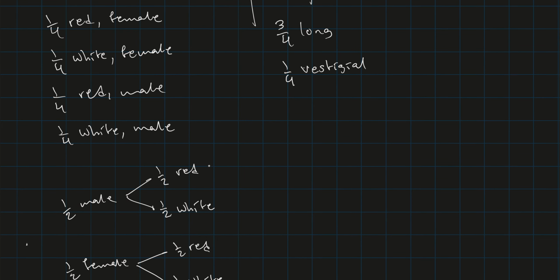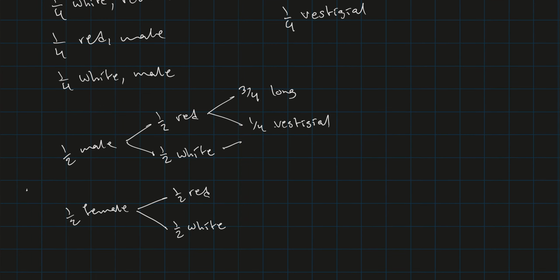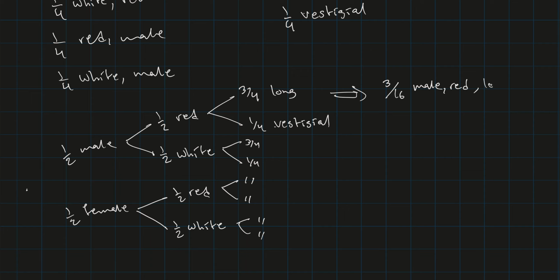And then for those, we can branch it out. And so for a male who's red, he has a 3/4 chance of being long, and then 1/4 chance of being vestigial. And that goes the same for all those other possibilities. It's either 3/4 long, 1/4 vestigial, and so on and so forth, right? And so our final progeny for F2, we get 1/2 male, 1/2 red, and 3/4 long. And so we get 3 out of 16 is going to be male, red, and long wing.